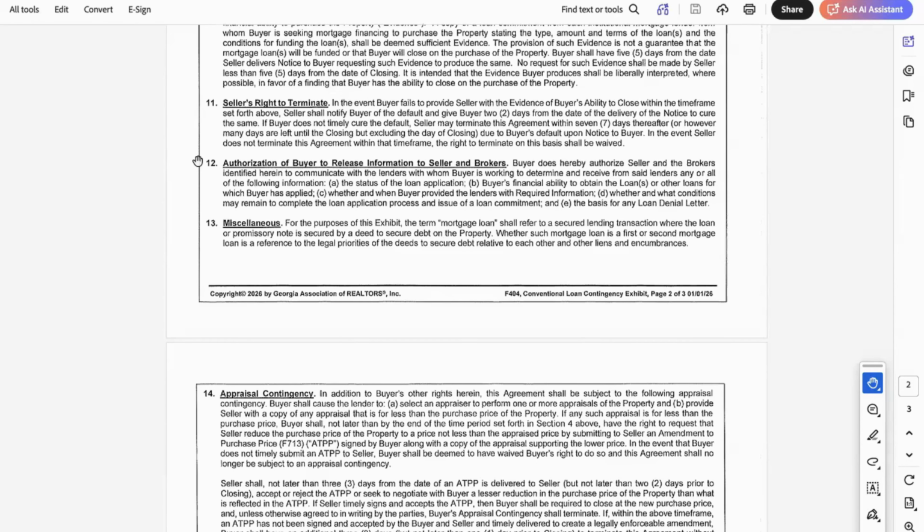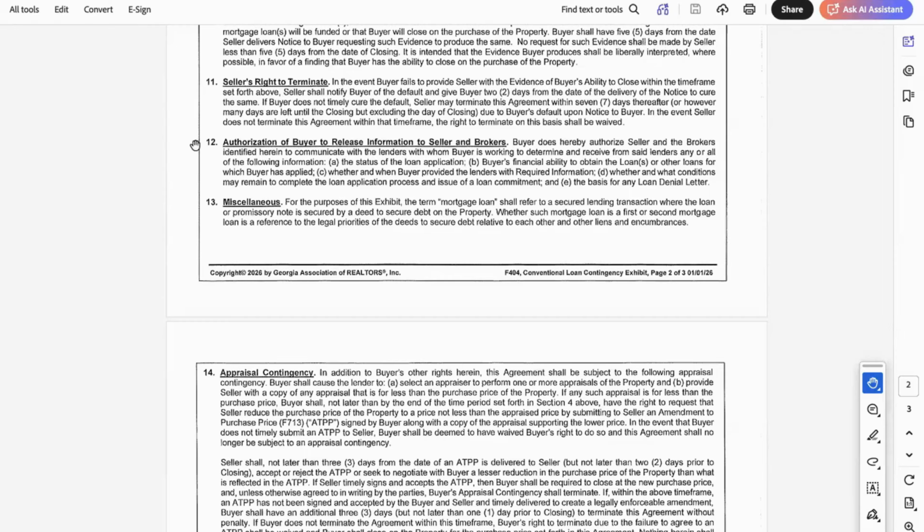Number 12, authorization of buyer to release information to seller and broker. Buyer authorizes seller and broker to confirm loan status, buyer's financial ability, whether buyer submitted required documents, remaining conditions, or reason for denial. Why this matters? It prevents buyer from hiding financial issues.